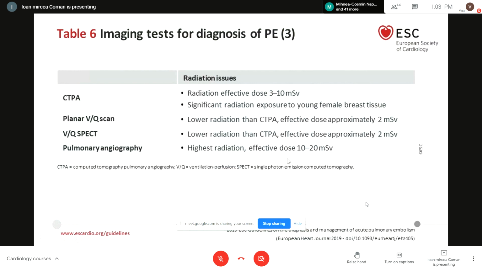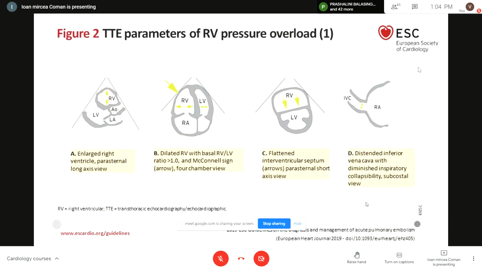Again, a comparison of the methods I spoke to you about. Radiation exposure is a bit lower for scintigraphy and for SPECT. Highest radiation is in pulmonary angiography, so invasive testing. Now, of course, if we do not like to expose our patients to radiation, and whenever we can, we use non-irradiating and non-invasive measurements.